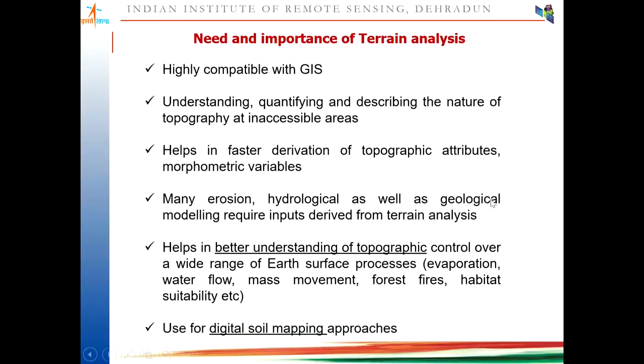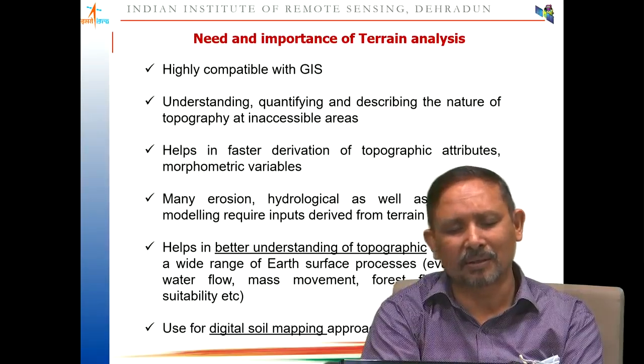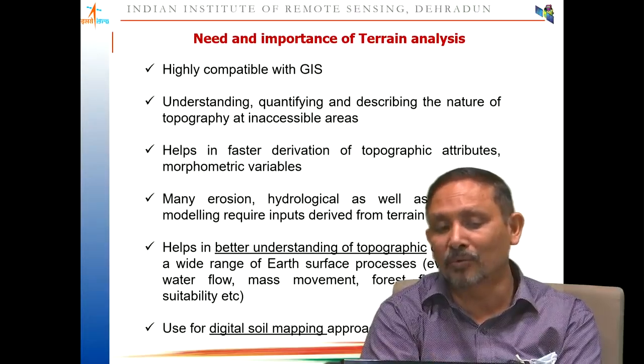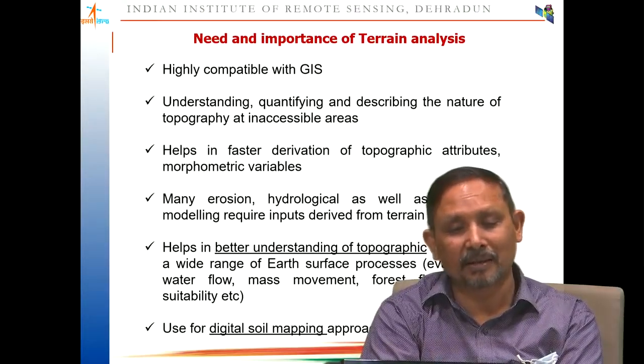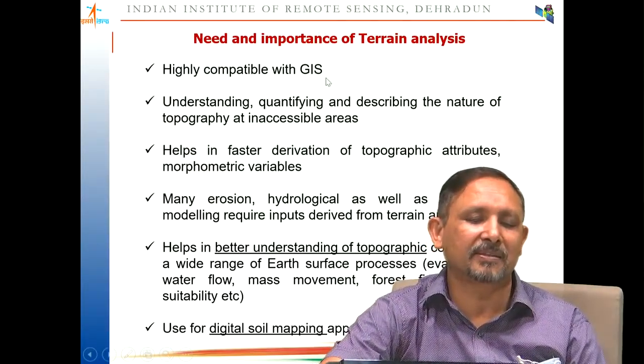So we can summarize that these digital elevation models are available today from various sources with high spatial resolution, 10 meter. Indian Cartodem is available at 10 meter and 20 meter, and most of the global digital elevation models are available at 30-meter resolution, which you can download from the internet and utilize. These are very compatible with GIS analysis.